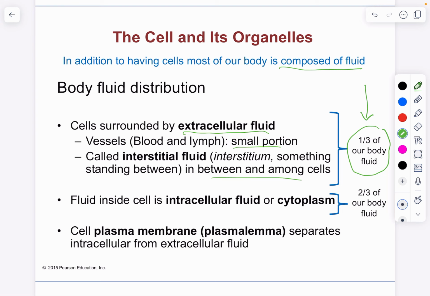Most of the body fluid is actually called intracellular fluid. This is within the cell. It is also called the cytoplasm. So two thirds of our body fluid comes from within the cell. And as a reminder, the plasma membrane is what separates the intracellular fluid from the extracellular fluid. The plasma membrane is sometimes referred to as the plasmalemma.